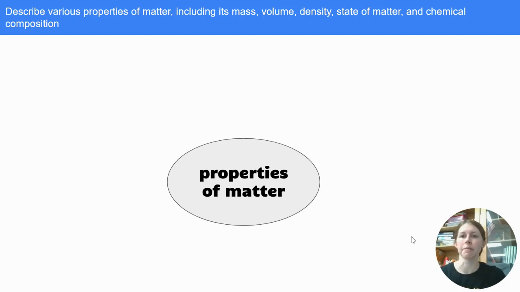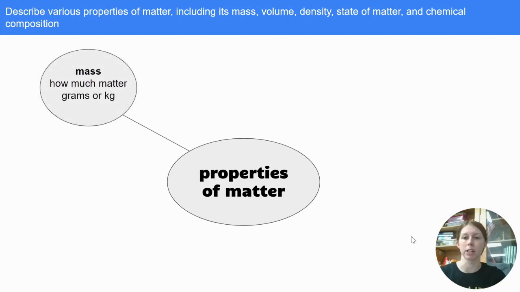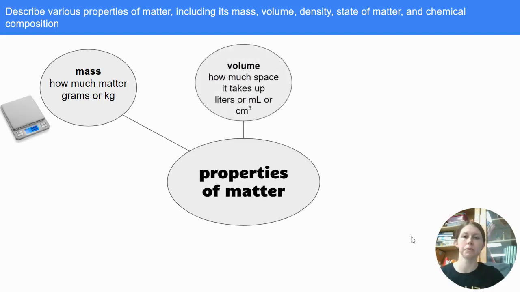The next part is to describe various properties of matter, including its mass, volume, density, state of matter, and chemical composition. Those are all ways that we can describe matter. If we have a substance, we should be able to describe all of those things about it, and I'll show you that example in a minute. First, its mass. That is how much matter is in the substance or the object, and that is measured in grams or kilograms. We use a scale to do that. Next is volume. That's how much space it takes up, and that can be measured in liters, milliliters, or cubic centimeters. We can use a graduated cylinder for that, or if it's a normal shape like a cube, you can just use a ruler to measure it.